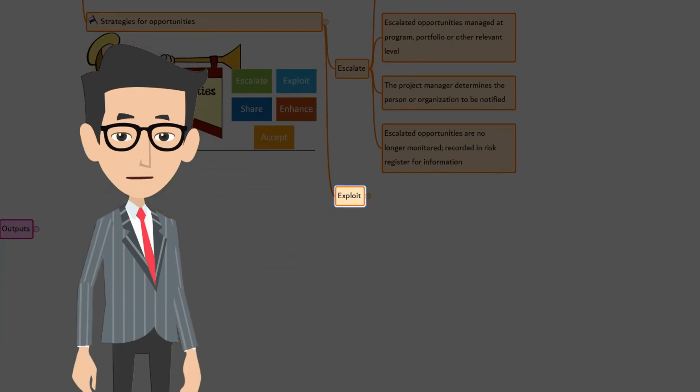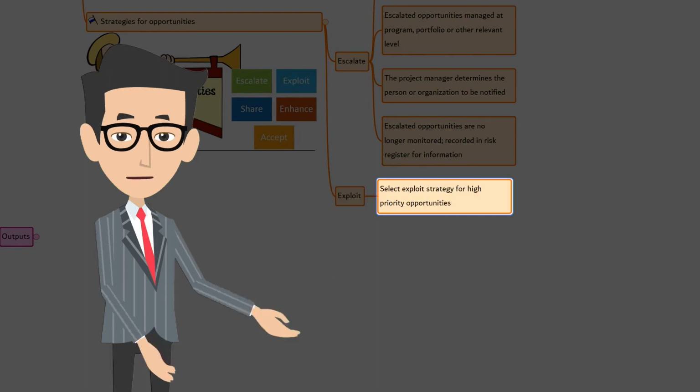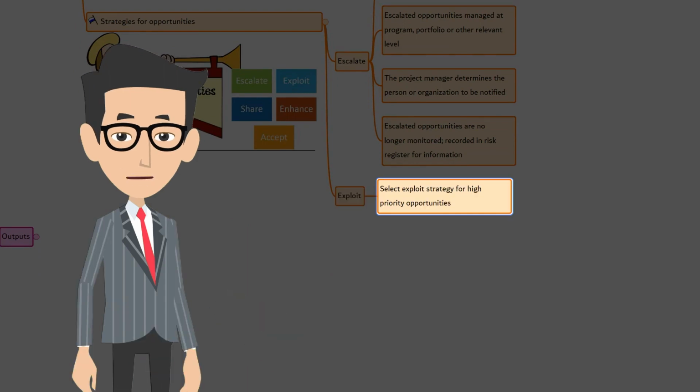The next one is exploit. The exploit strategy is selected for high priority opportunities where the organization wants to ensure that the opportunity is realized. Note the word: you do not try to realize the opportunity, but you ensure that the opportunity is realized by increasing the probability of occurrence to 100%.